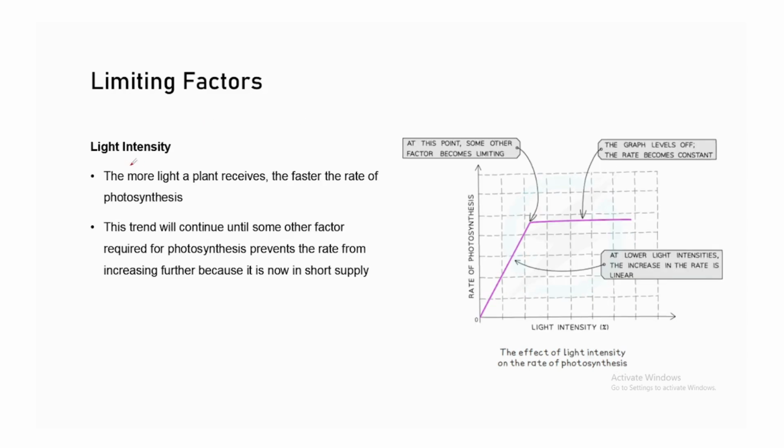Light intensity. The more light a plant receives, the faster the rate of photosynthesis. This trend will continue until some other factor required for photosynthesis prevents the rate from increasing further because it is now in short supply. At this point, some other factor becomes limiting, and at lower light intensities, the increase in the rate is linear. The graph levels off, and the rate becomes constant.